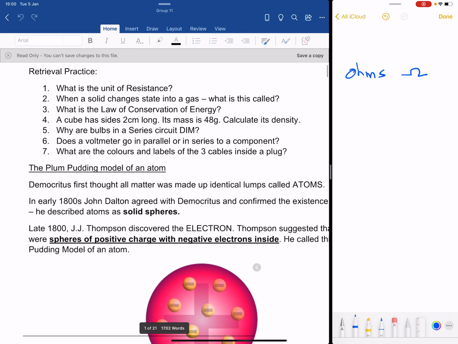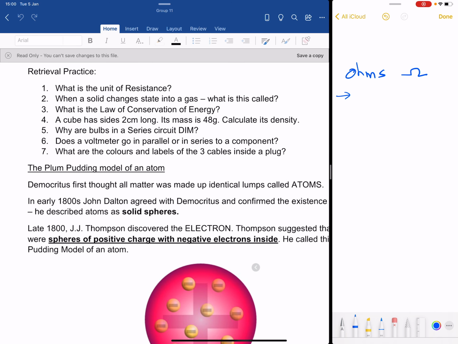So we got sublimation. Number 3, what is the law of conservation of energy? That simply states that energy cannot be created nor destroyed. The only thing you can do is transfer it from one store to another energy store.